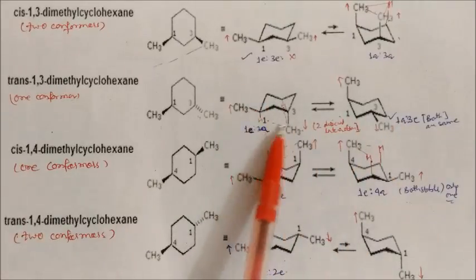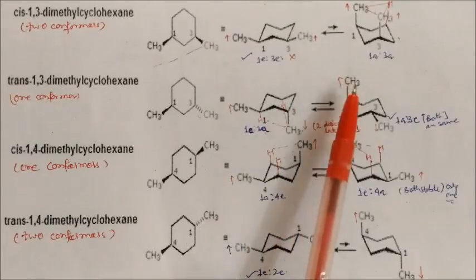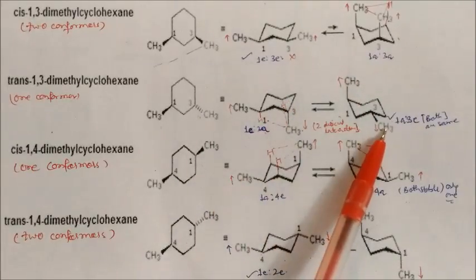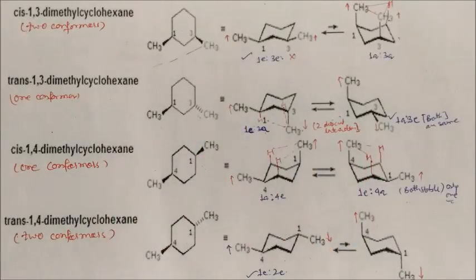So in both the cases there are two diaxial interactions. This is interacting with two hydrogens. Again, this is interacting with the two hydrogens. This is equatorial, so it will not interact at all. So only one is interacting. So there is one conformer in this case.